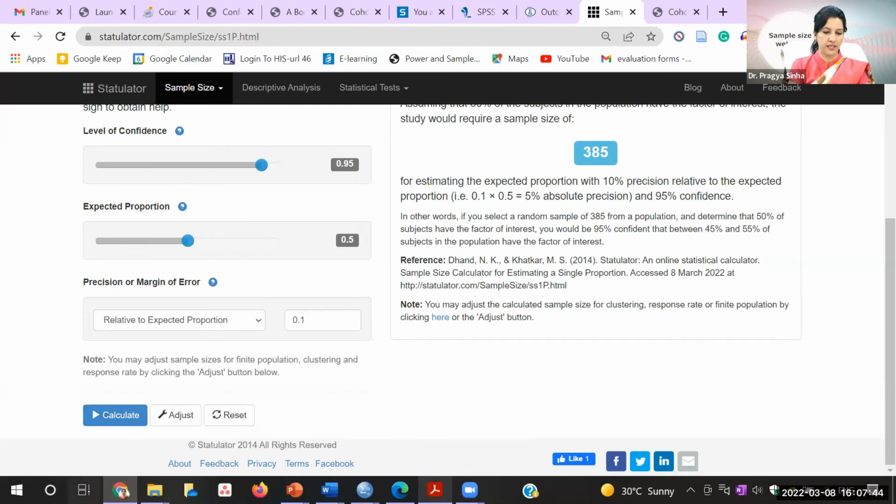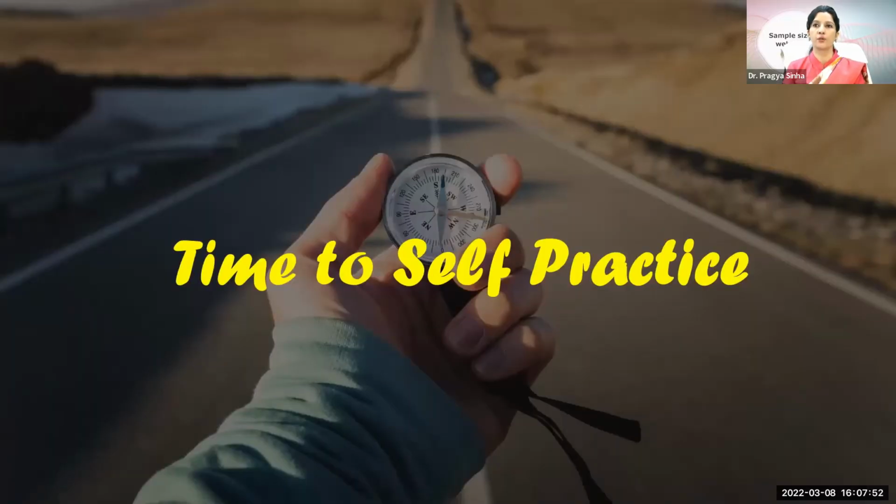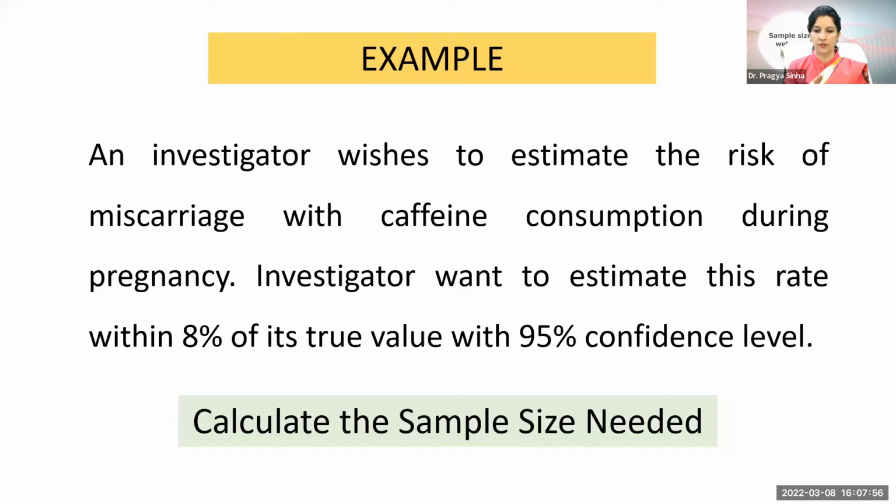If you wish to calculate the incidence rate and hypothesis testing for incidence rate, then you can use this. Now you will use this to calculate this example. This is for you people, please calculate and type in the text box. An investigator wishes to estimate the risk of miscarriage with caffeine consumption during pregnancy, and he wants to see whether this rate is within 8% of its true value with a 95% confidence interval. So this is again about exposure in this case. What is the exposure? All of you please write. The most important thing for you is to identify what is the exposure and what is the outcome. So what is the exposure in this case? Caffeine, yes, and the outcome.